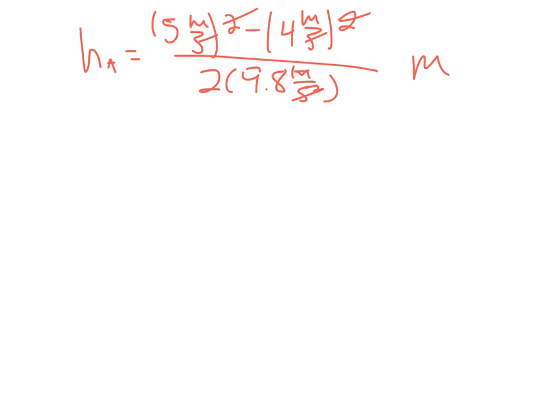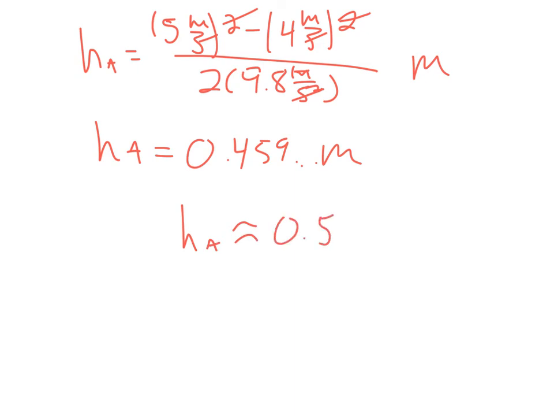So we get 25 minus 16 over 19.6. This gives us for our height at A 0.459, keeps on going, meters. Only 1 sig fig, so height at A is approximately equal to 0.5 meters.